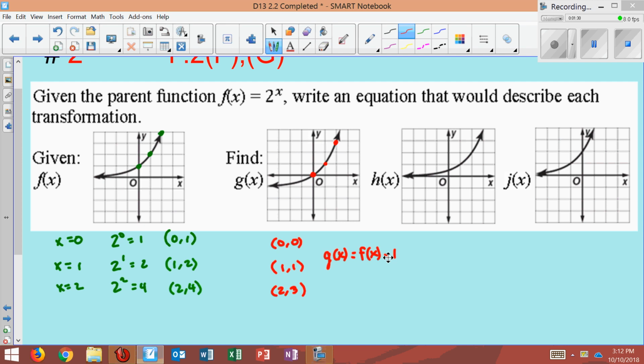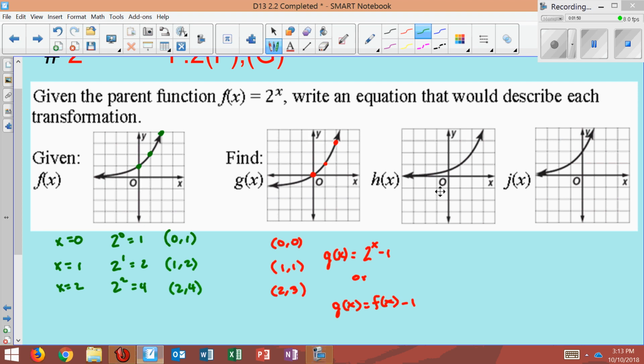It's minusing on the outside. Or said another way, you could rewrite this as 2 to the power of x, minus 1. So you could write it either way, and it still represents the same thing. We took the equation and subtracted 1 on the outside. All right, let's talk about h.